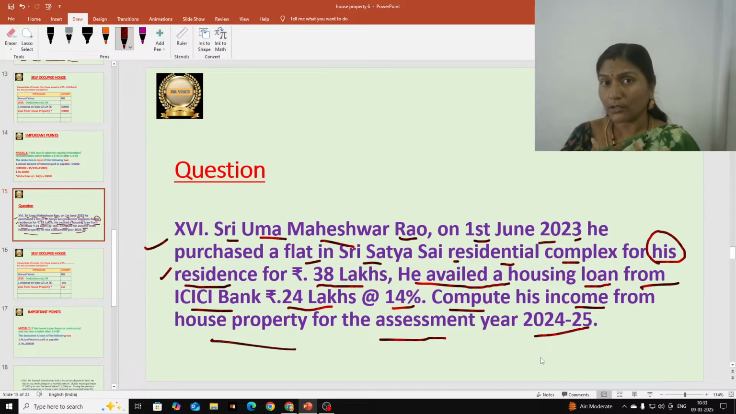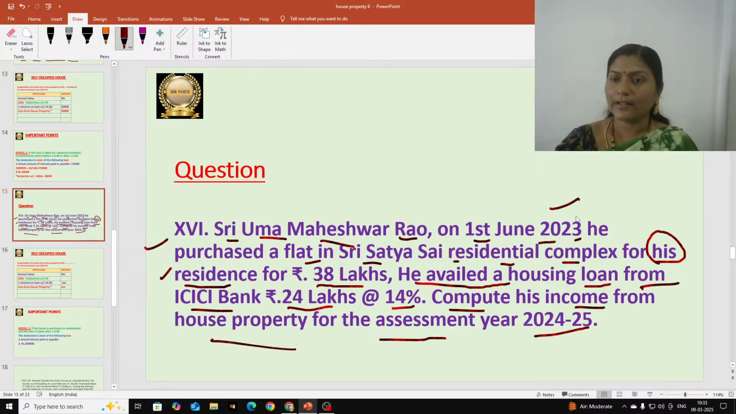Why did he take the loan? That is very, very important. For purchasing the house. Here we can apply either model 1 or model 2, because whenever a loan is taken either for purchasing or constructing, we are going to apply model 1 or model 2 for giving deduction under section 24B for interest on loan. So here he purchased the house and the loan was taken for that purpose. So either model 1 or model 2. Then which can we apply? You have to check the date. When did he purchase the house?